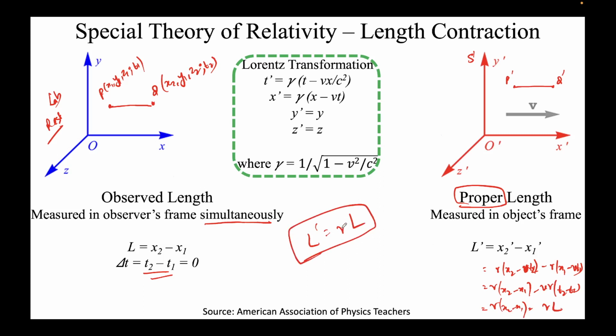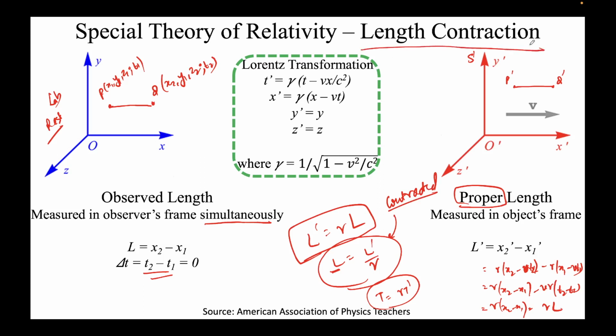Note, gamma will always be greater than 1. Alternately, I can say that L equal to L prime over gamma. Again, the observed length will be smaller than the actual length, the proper length, by a factor of gamma. Time was larger, remember, time was gamma t prime. So the observer will always measure a larger time but a smaller length. And because the observer is measuring a distance smaller than the proper length, it's contracted as compared to the proper length. Hence, this phenomenon is called length contraction.